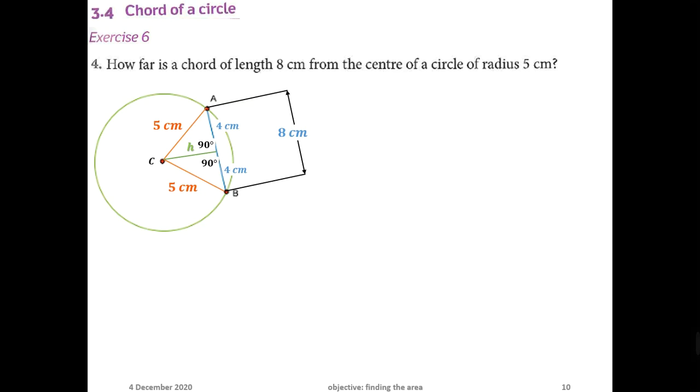So once again, we have sector ABC. Inside the sector, we have an isosceles triangle ABC, and we have a segment. The length of the chord is known, as well as the radius of the circle, and what they're asking for is the distance of chord AB, or how far is chord AB from the center of the circle. So they're asking for the length of H, basically.